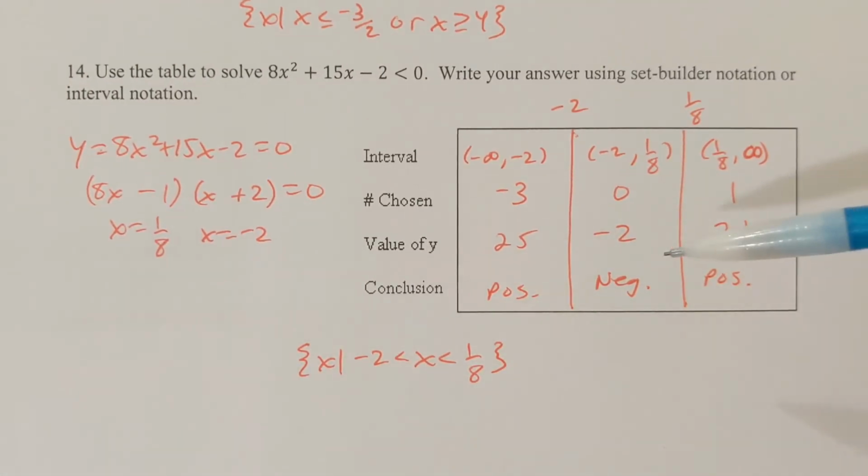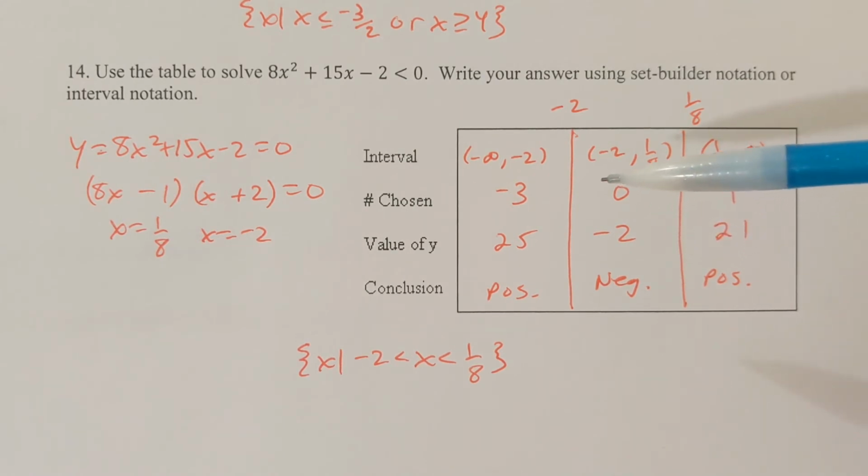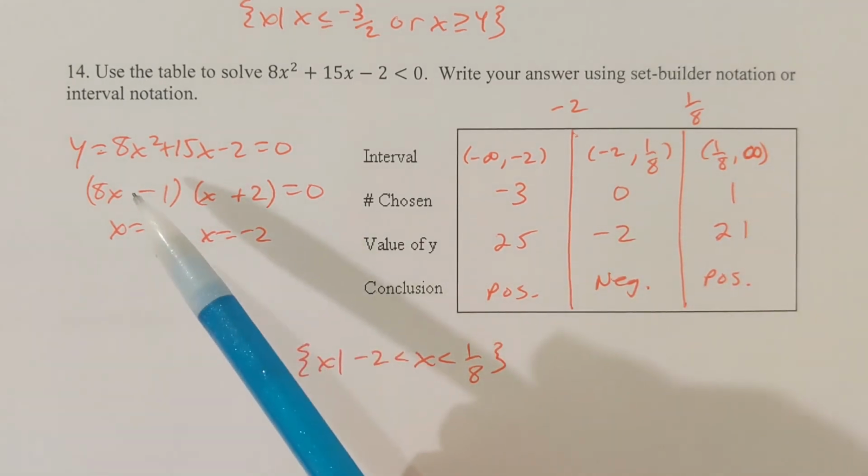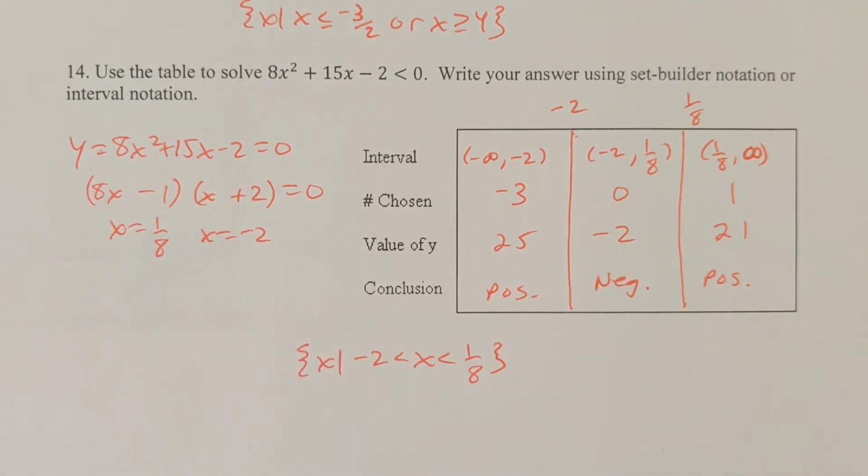Okay, problem 14 is the same deal. We're supposed to use a table to solve the inequality 8x squared plus 15x minus 2 less than 0. Write your answer using set builder notation or interval notation. So I've got y equals 8x squared plus 15x minus 2 equals 0.